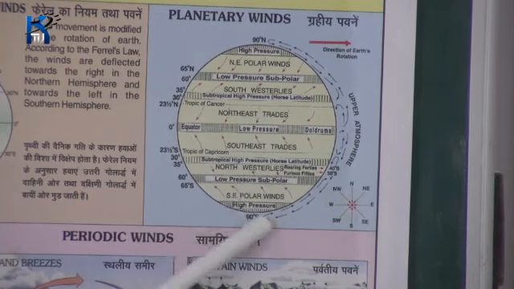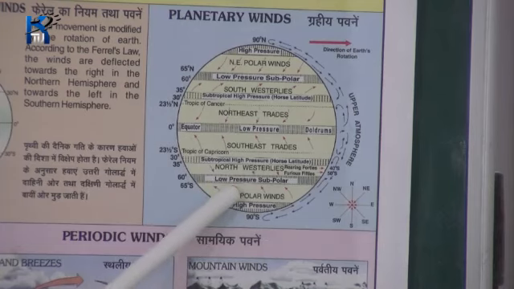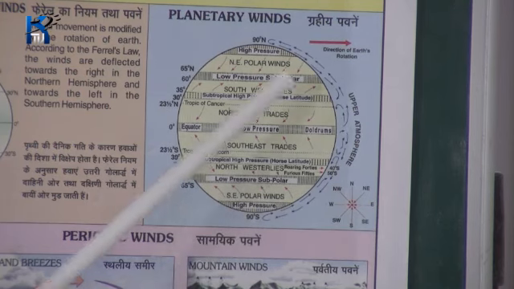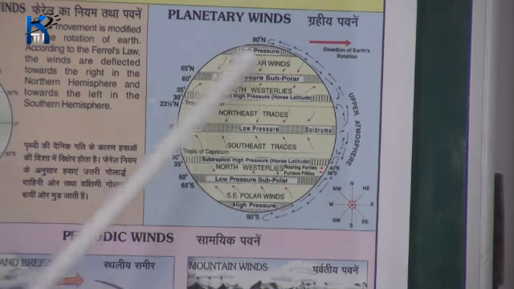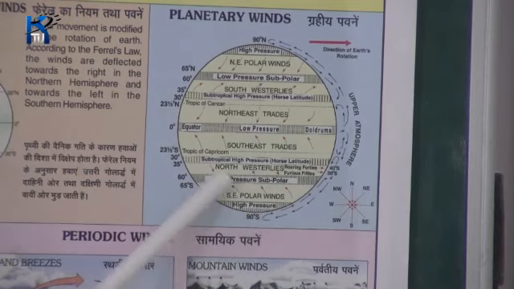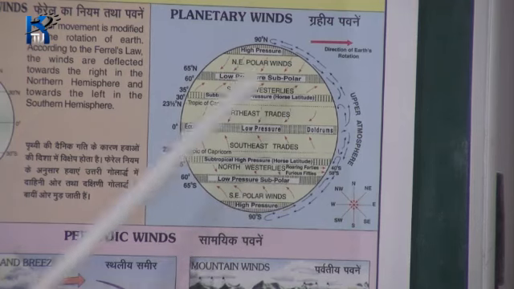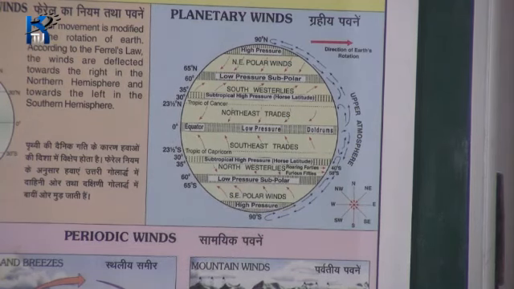And in the southern hemisphere, they blow from the polar high pressure to the subpolar low pressure belt. They blow from the southeast. That is why these polar easterlies are southeast polar winds. As they blow from the polar regions, these winds are severely cold. So these are all about the planetary winds.